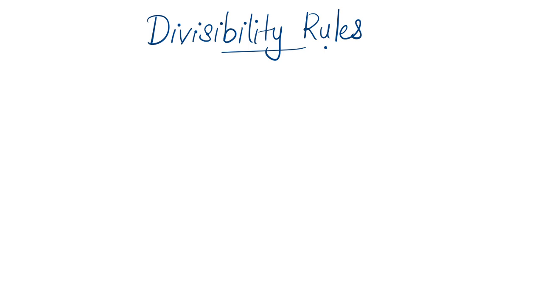Today we are going to discuss divisibility rules. Divisibility rules means you are given a number. How can you check whether this number is divisible by another number? For example, whether it is divisible by 2 or divisible by 3 or divisible by 7, like that. So we can begin from the easiest thing, the divisibility rule of 2.